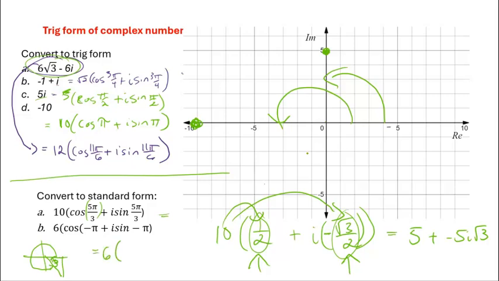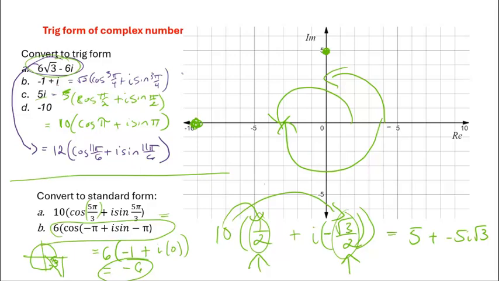It's 6 cosine of negative pi. Negative pi is the same thing as pi, so the cosine of that is negative 1. And the sine of that, of course, would be 0. So this is going to be negative 6 plus, and then the imaginary piece goes away. 0 times i is 0. So that's it. This whole mess right here is the same thing as negative 6. All right, so that's converting back and forth.